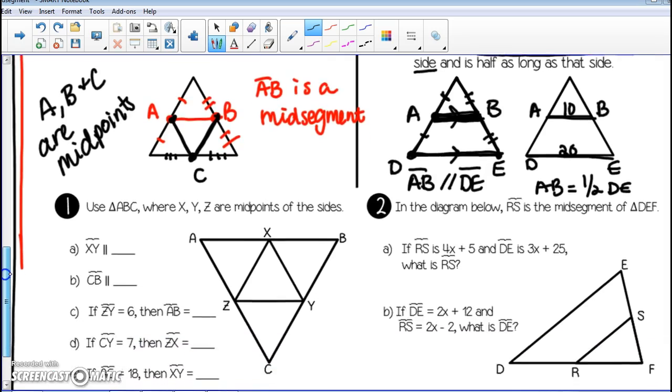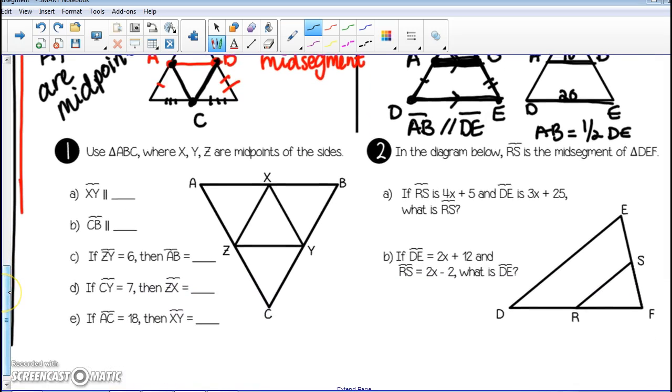So we have two examples to look at here using that. It says use triangle ABC where X, Y, and Z are midpoints of the sides. So X is going to be the midpoint of side AB. Y will be the midpoint of side BC. And Z will be the midpoint of side AC. Therefore, these are midsegments. Midsegment, midsegment, and a midsegment.